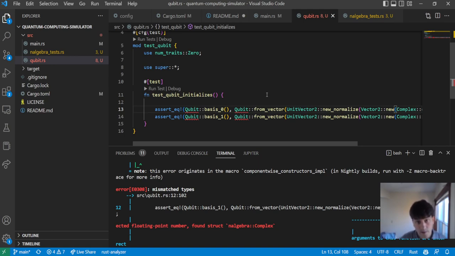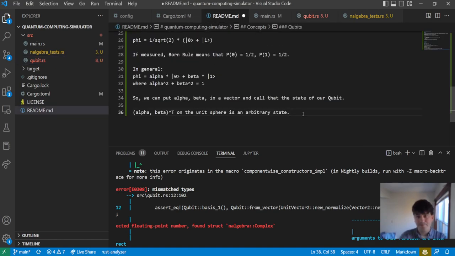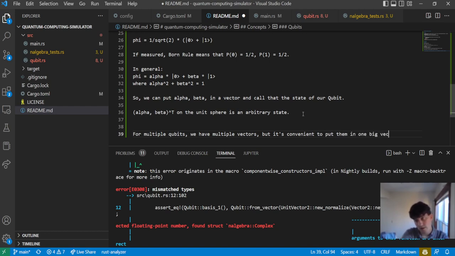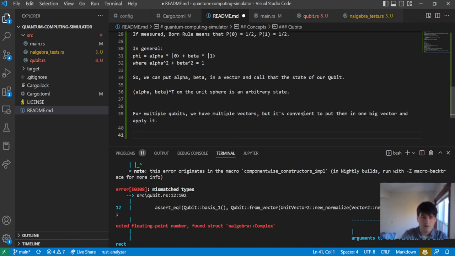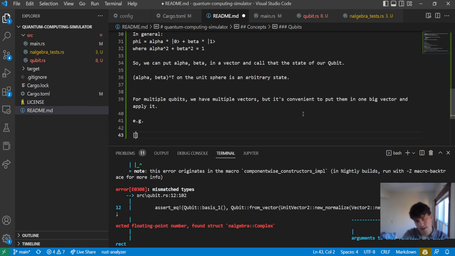Now we are going to have multiple qubits, and we're going to want to represent them in one matrix, or in one vector. For multiple qubits, we have multiple vectors, but it's convenient to put them in one big vector and apply it. So, for instance, if we want an AND gate, that should take 1, 0, 1, 0 to 2. Is that what I want to say? That's not a good example.